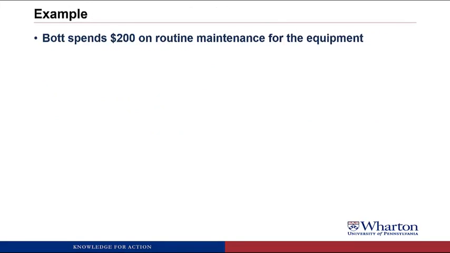Let's go back to our bot example. Now bot spends $200 cash on routine maintenance for the equipment. I'll put up the pause sign and you can try to do this journal entry.